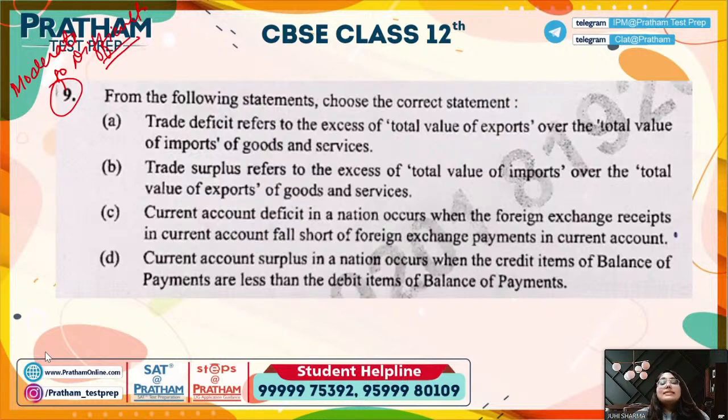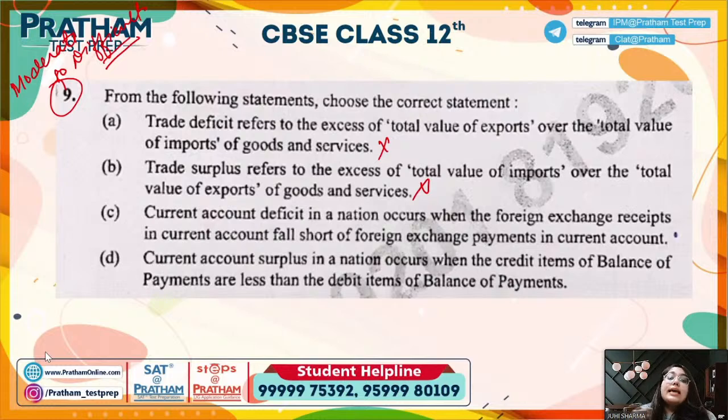ठीक है? पहला statement है that trade deficit refers to the excess of total value of exports over the total value of imports of goods and services. Now this is not correct, right? Second है trade surplus refers to the excess of total value of imports over total value of exports of goods and services. That is also not correct.